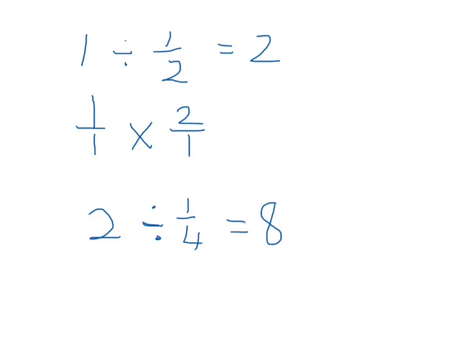And you know from the video about multiplying, it's the numerator times the numerator over the denominator times the denominator. So your answer would be 2, or 2 over 1, which is the same thing.